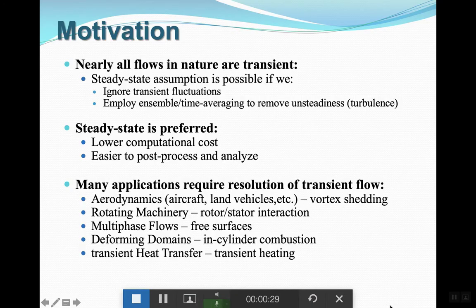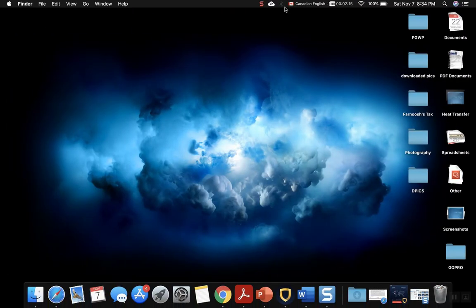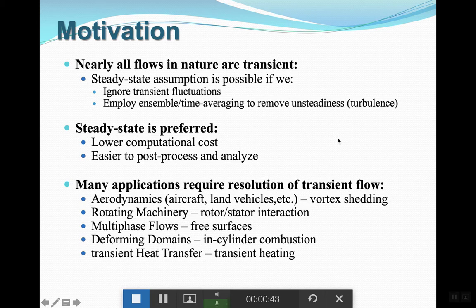Unsteady flow, if you remember the Navier-Stokes equation, in Navier-Stokes equation, we had different terms. And if you remember, one of those terms was the time dependency, meaning the parameters, the velocities, the temperature, and the pressure can change by time. So far, we didn't consider that. So far, whatever we discussed and whatever simulation we performed was time independent or steady state.